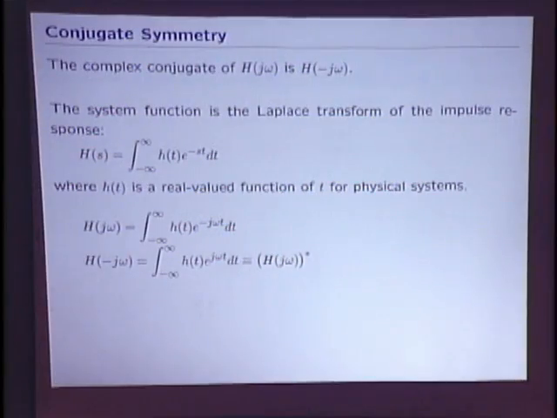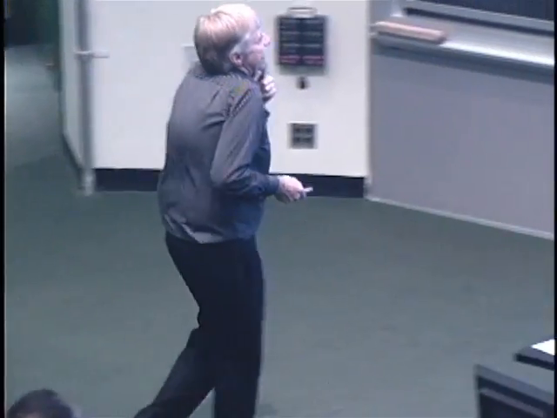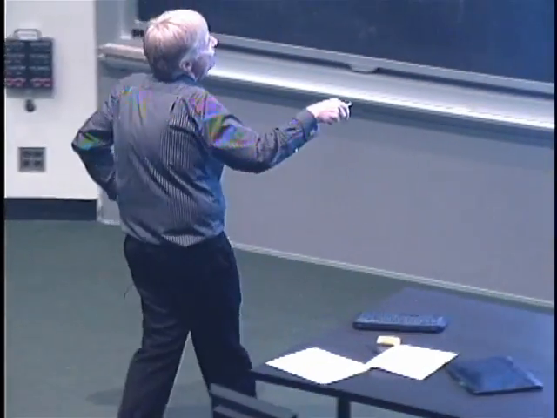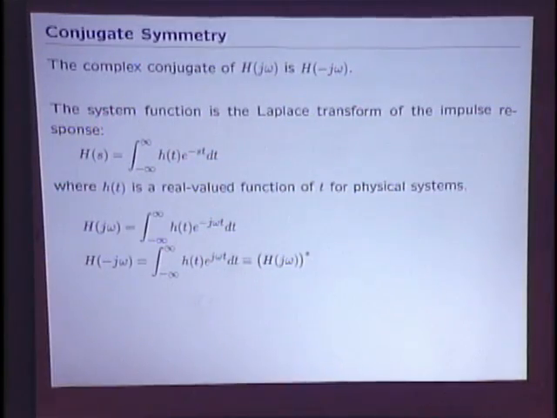So here again, the system function is the Laplace transform of h of t. Do you remember that from two lectures ago? The system function is always the Laplace transform of h of t. If I have a physical system like the mass spring dashpot, h of t is real. How could it be complex? H of t is the response when I have a particular input. The response of a real system is real. So if I have a system that is real, then h of t is real.